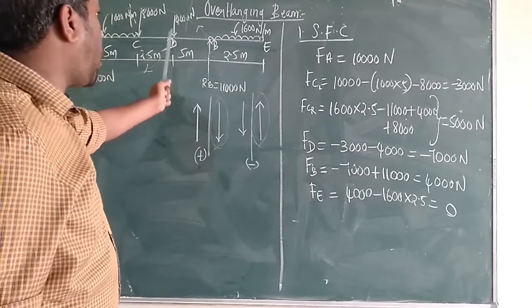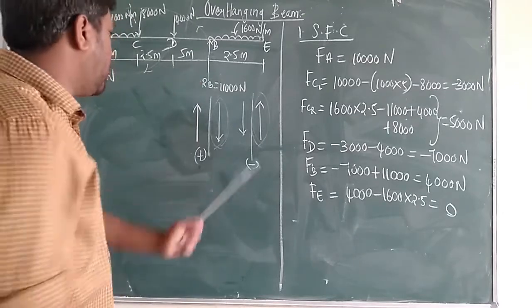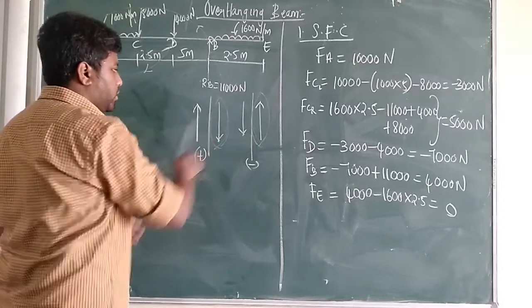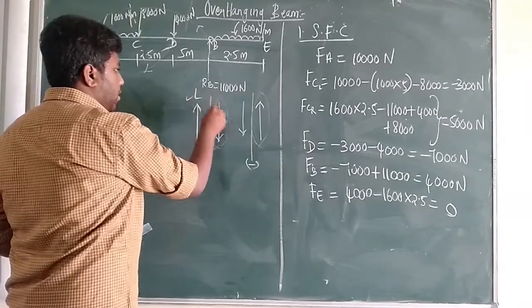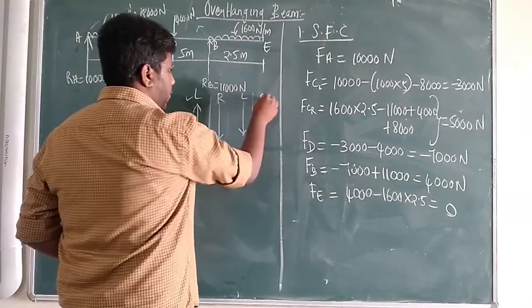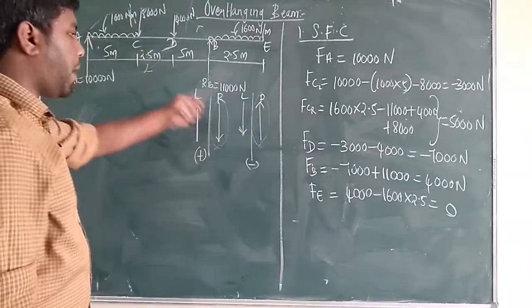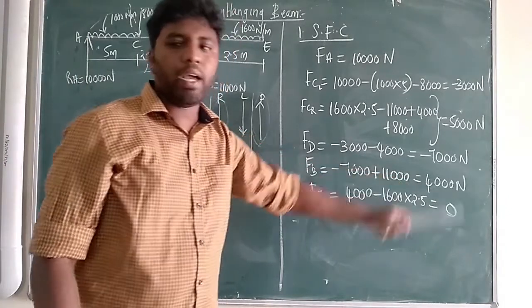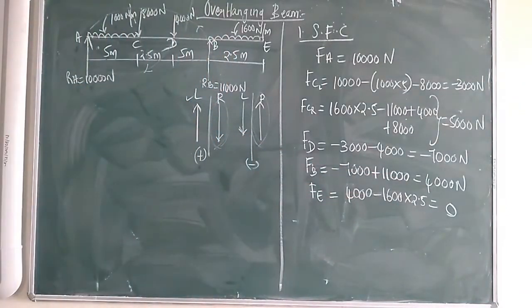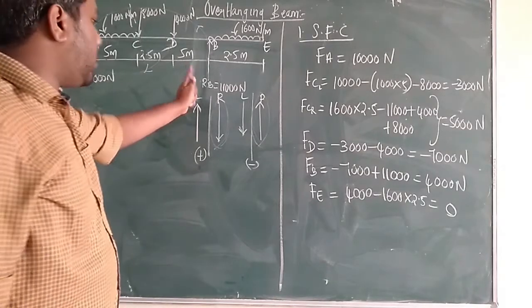So this is the downward direction from the left side I am considering, only the left of the section. To the left of the section there is a downward load, that is minus 4,000. So your answer will be minus 7,000 Newton. Okay, next one, shear force at B.